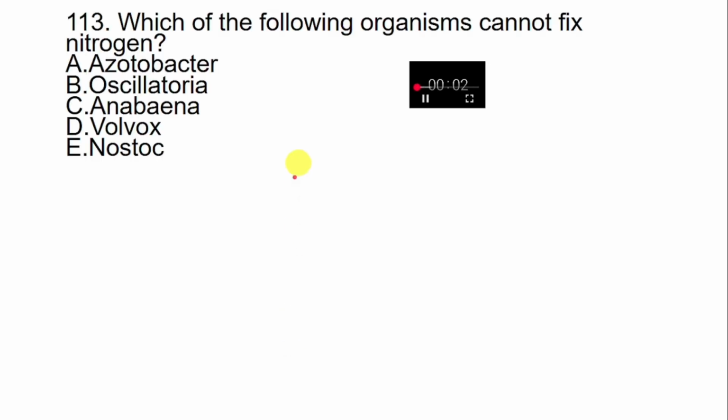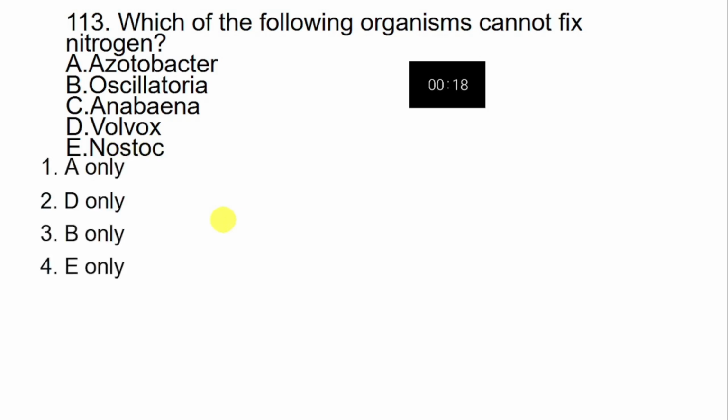Next question. Which of the following organisms cannot fix nitrogen? So here I can clearly see it is Volvox. Volvox is a colonial green algae, and it cannot fix nitrogen. D is the answer. Option 2.